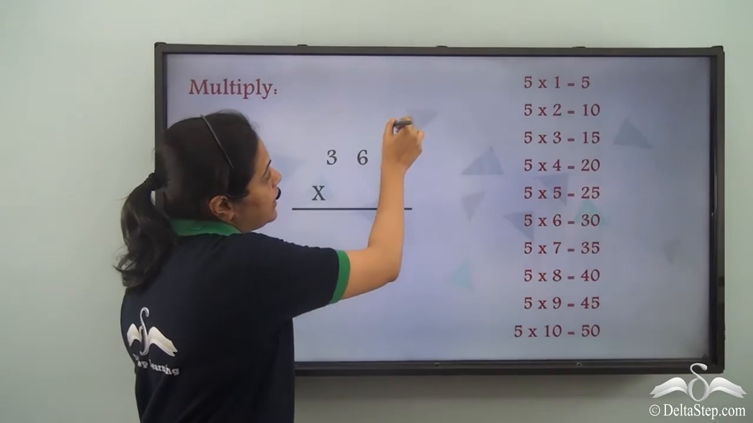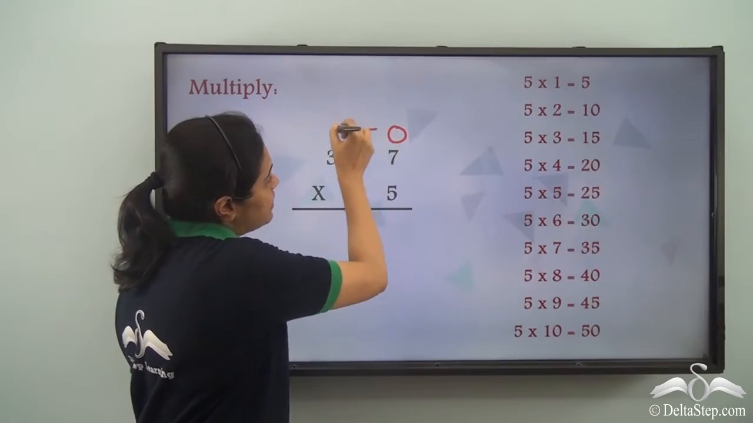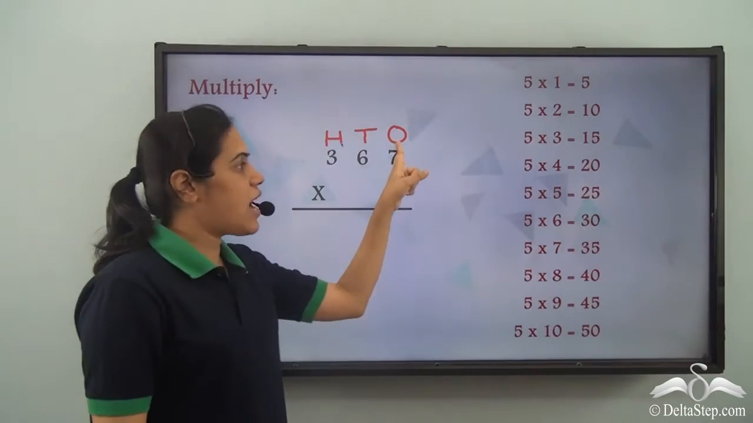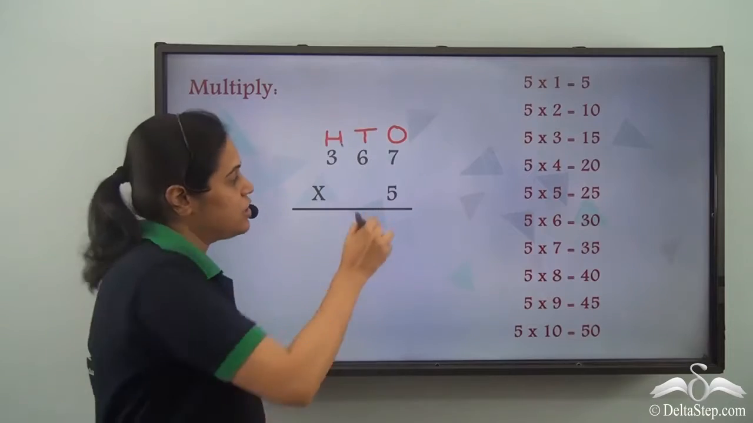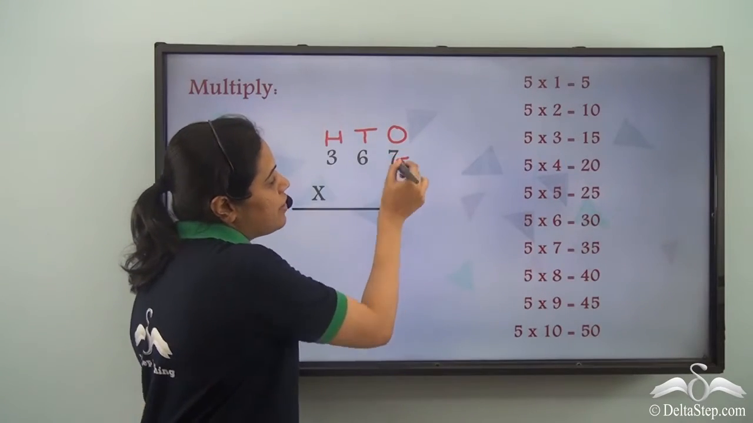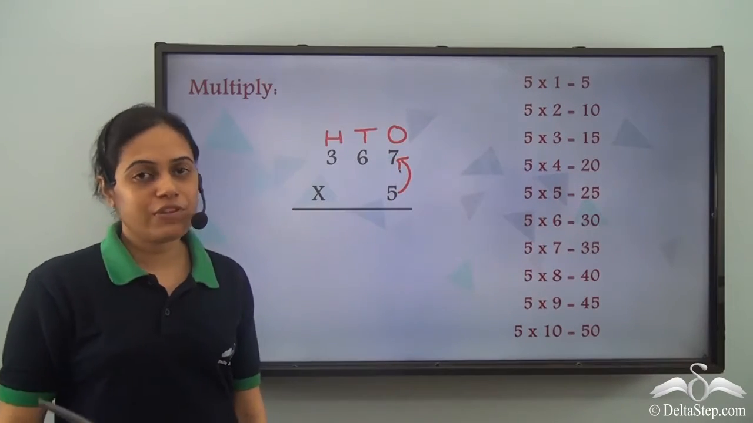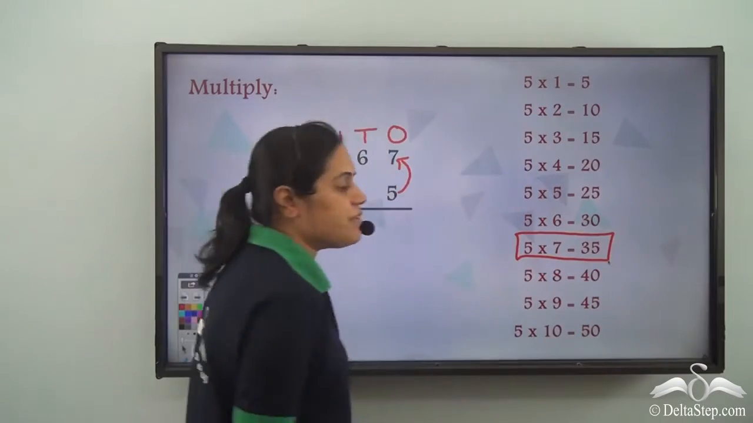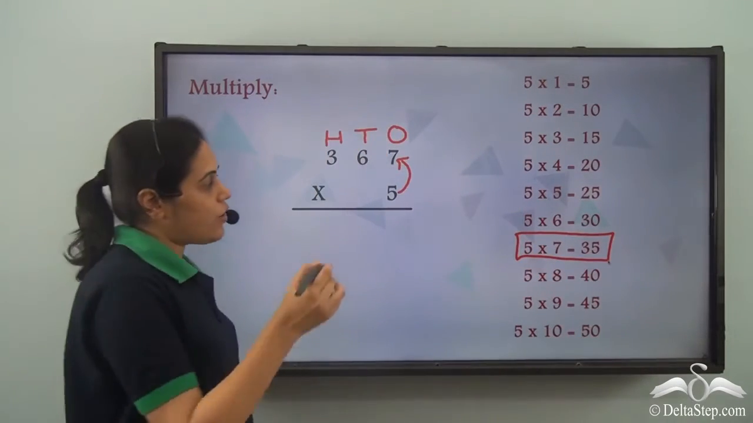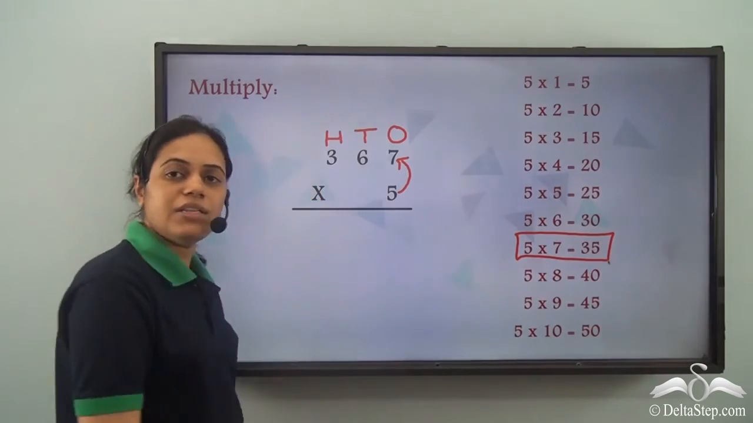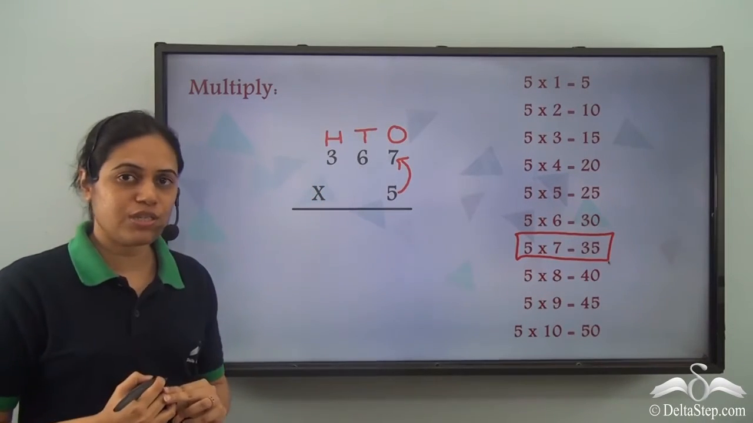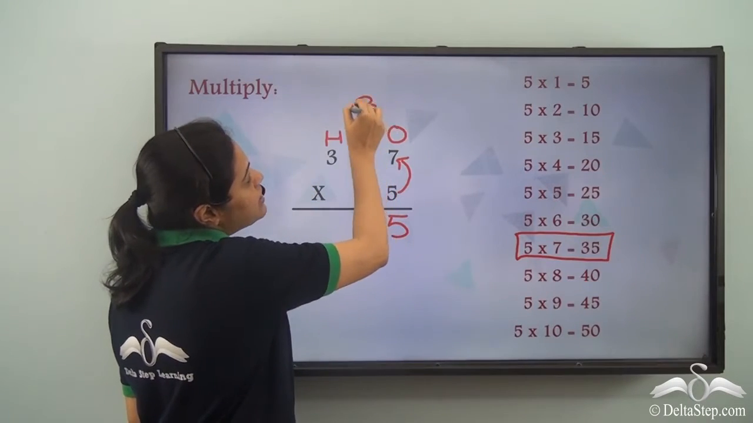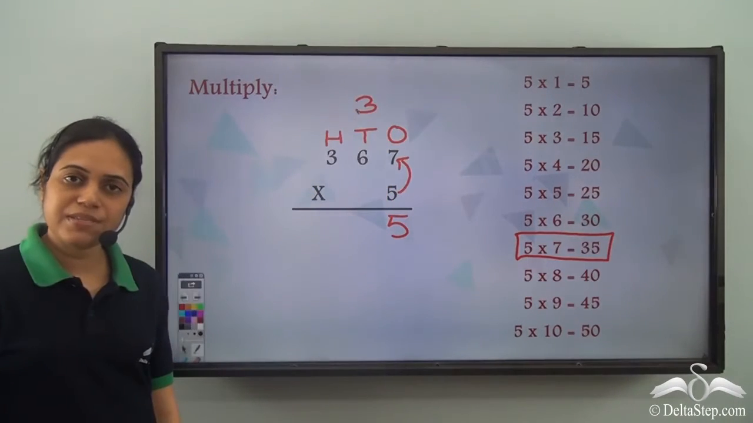Now how do I multiply? This is the ones place, tens place, hundreds place. First I start by multiplying the ones place. So I multiply 5 by the ones place digit, which is 7. 5 into 7 is 35. Now 35 cannot be written in the ones place because there are 2 digits in 35. So I write 5 here and 3 is carried to the tens place.